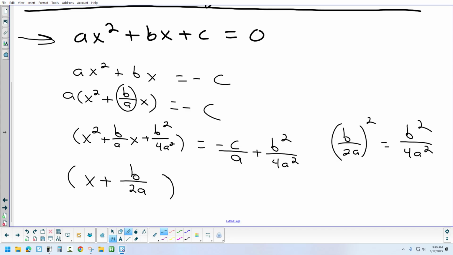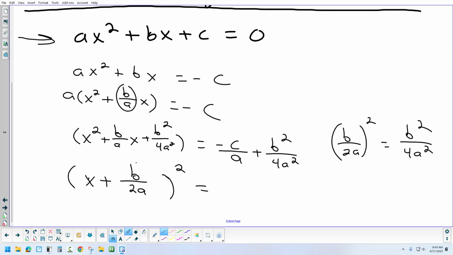Because if you FOILed that out, you'd get x squared, and then you'd get one copy of x times b over 2a, another copy of x times b over 2a, and when you combine those together, it would be b over a x. So you can FOIL that out and check it. And then b over 2a times b over 2a is b squared over 4a squared. That is how it factors.